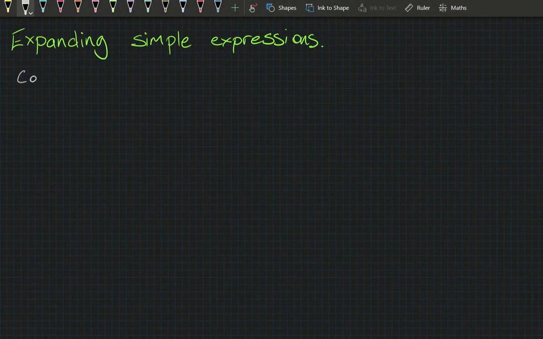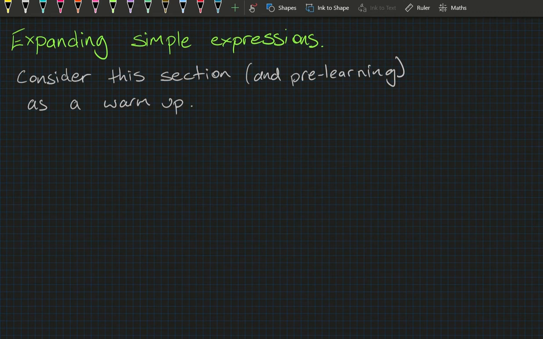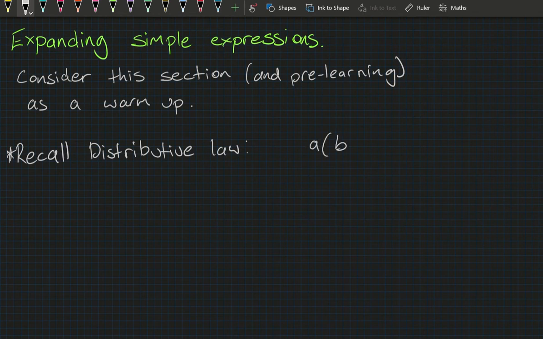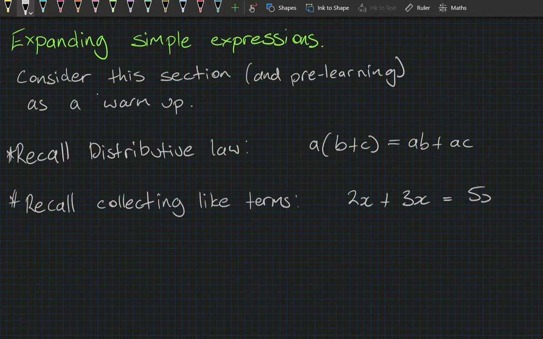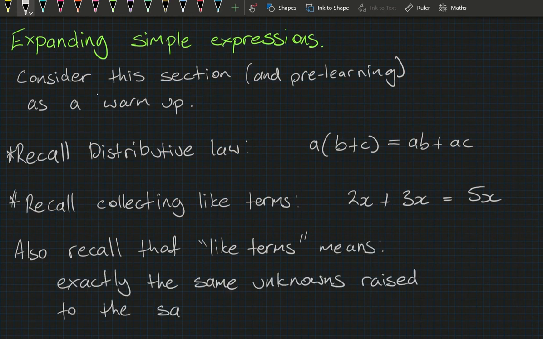You should consider this section and the pre-learning for it as a very gentle warm-up. Other parts of this unit will get quite difficult. So all you'll need is to recall the distributive law, i.e. a times b plus c is equal to a times b plus a times c, and recall collecting like terms. Of course, you better be sure that you understand what like terms means: exactly the same unknowns raised to the same powers.